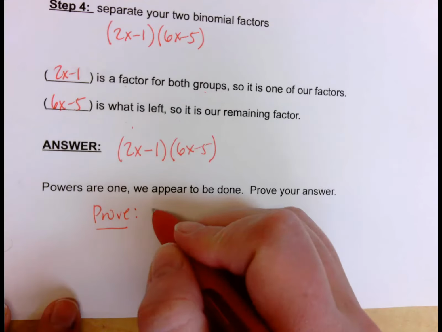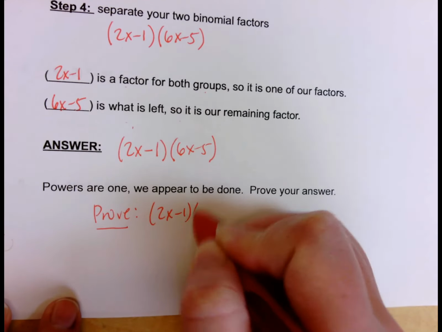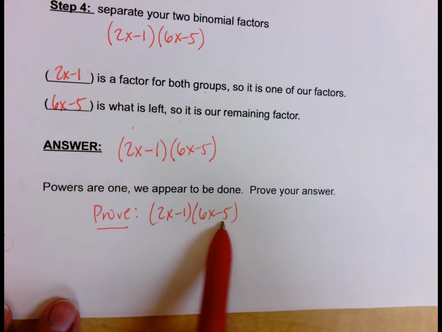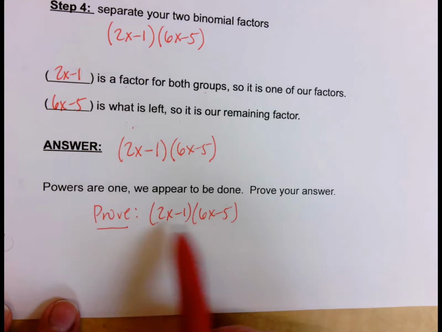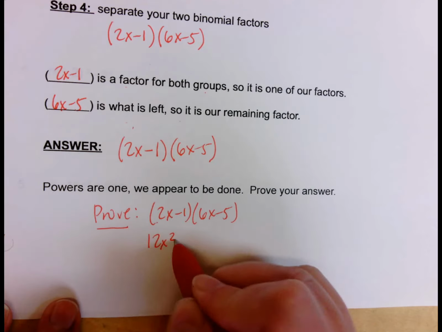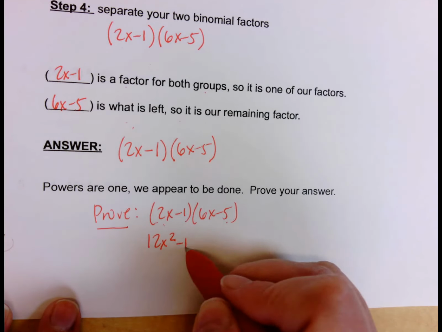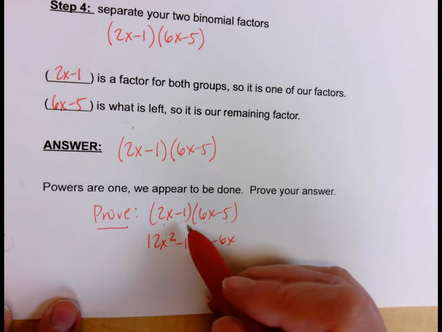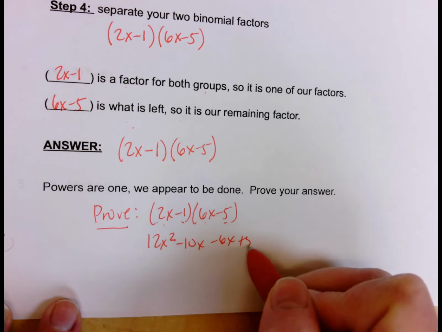All right, we'll take that 2x minus 1 and multiply it by the 6x minus 5. Remember that 2x has to be multiplied by everything over here, and negative 1 has to be multiplied by everything over here. So 2x times 6x is 12x squared. 2x times negative 5 is negative 10x. Negative 1 times 6x is negative 6x. And negative 1 times negative 5 is 5.